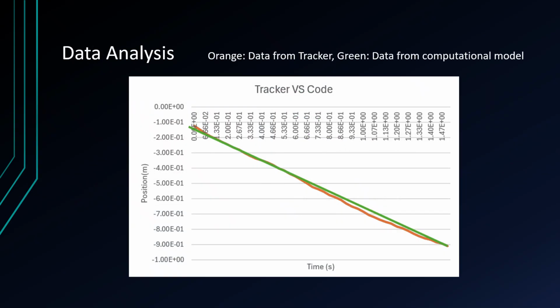Here is the data analysis. The orange line is the data from Tracker, while the green line is data from the computational model. As we can see, both the graphs are very similar, except for a few differences at the beginning and at the end, which will be explained in the next slide.